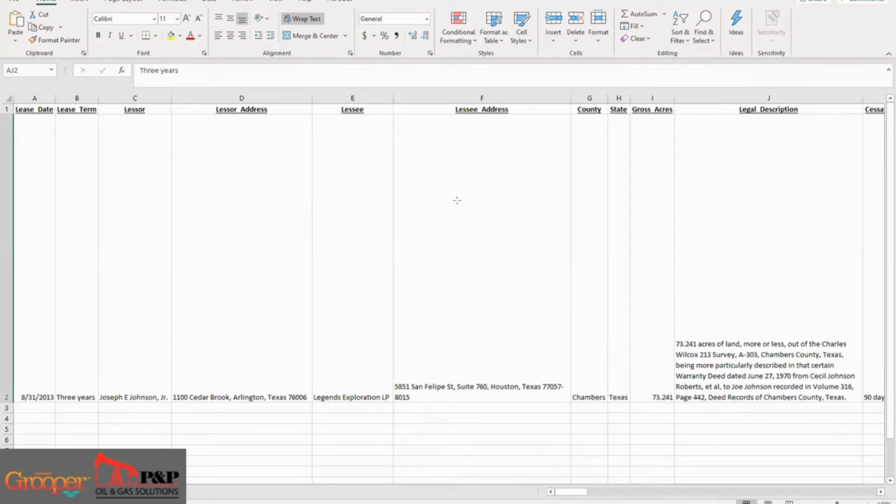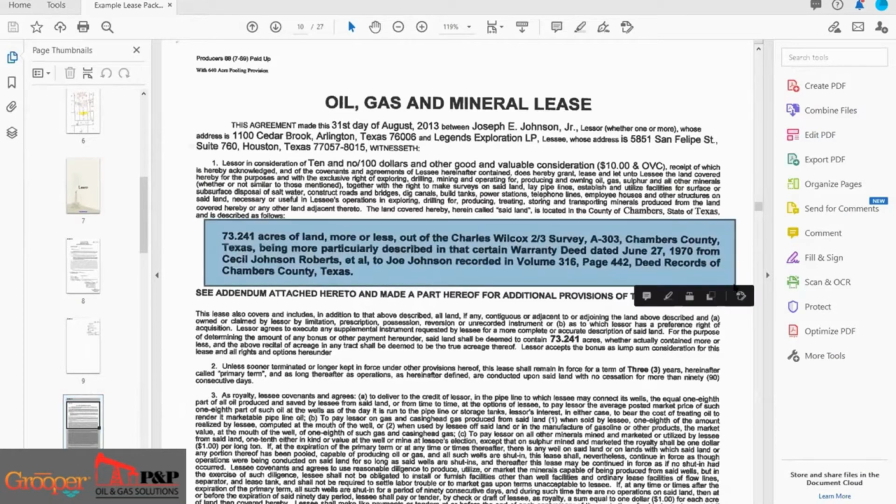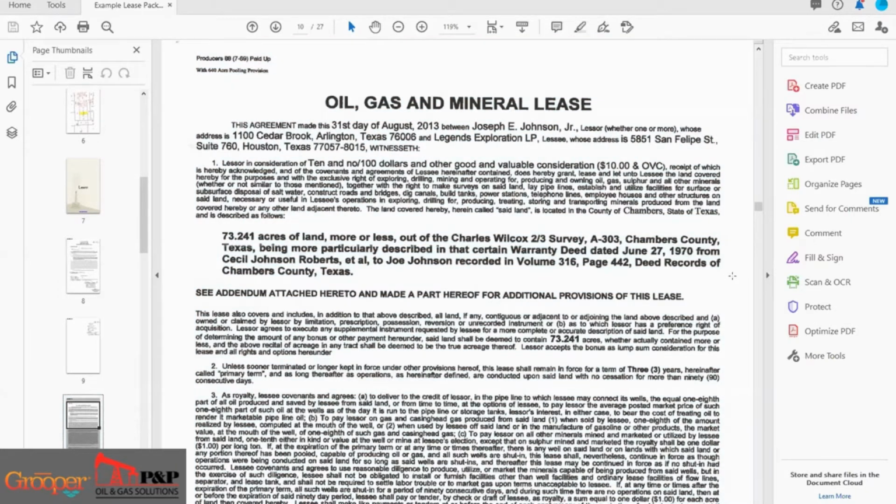Before we do, we want to take a look at this because, like any contract, and that's what a lease is, the lease needs natural language processing in a platform like Grooper to be able to read it. This isn't form data. We don't just have a label that tells us this is the legal description. As someone who has been a landman and a lease analyst, I know this is my legal description right there. I have to teach Grooper that that's a legal description.